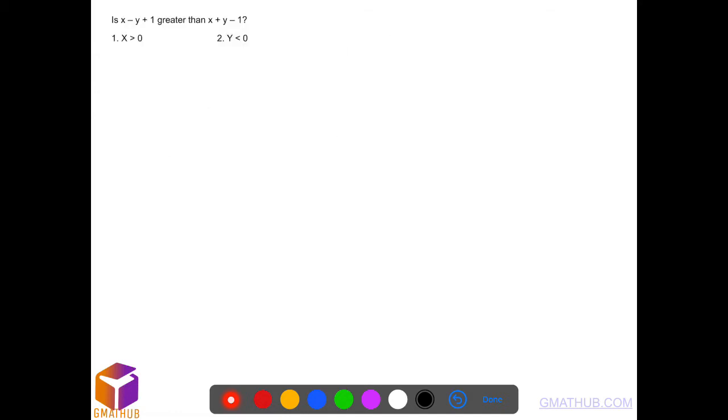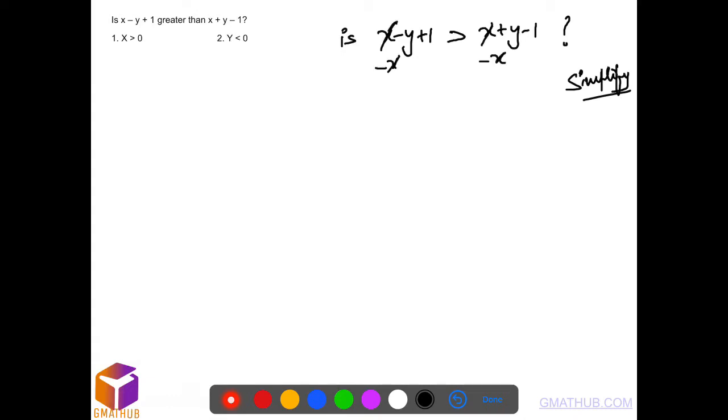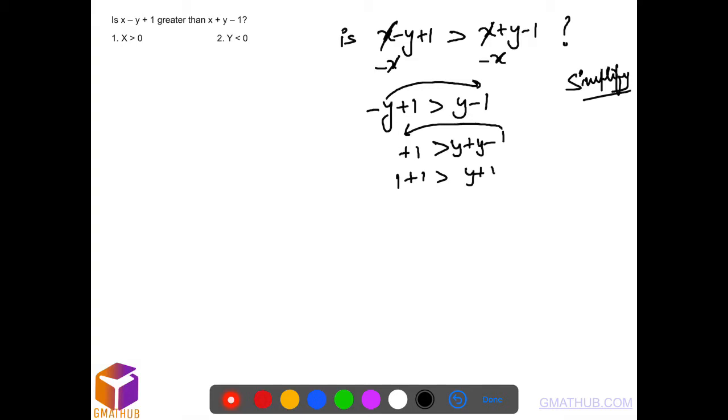Let's take one example. So is x minus y plus 1 greater than x plus y minus 1? That's the question. Now remember, in most of inequality questions, we can simplify the question stem itself. Now, can we subtract x from both the sides? Yes. Okay, or it's like cancelling x from both the sides. Now, what are we left with? Minus y plus 1 greater than y minus 1. We can take y to this side. And now we can take 1 to this side. Okay, we are simplifying the question. So is 2 greater than 2y?